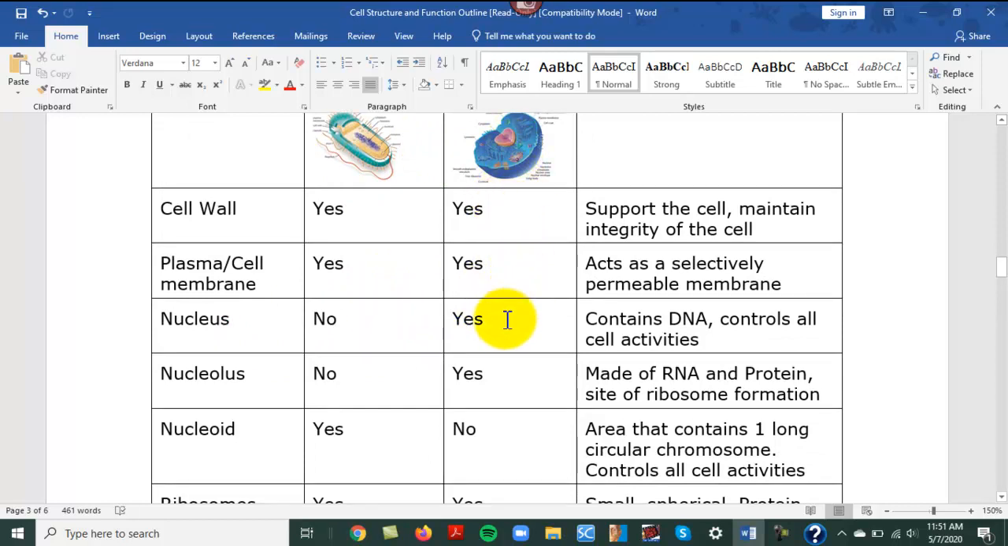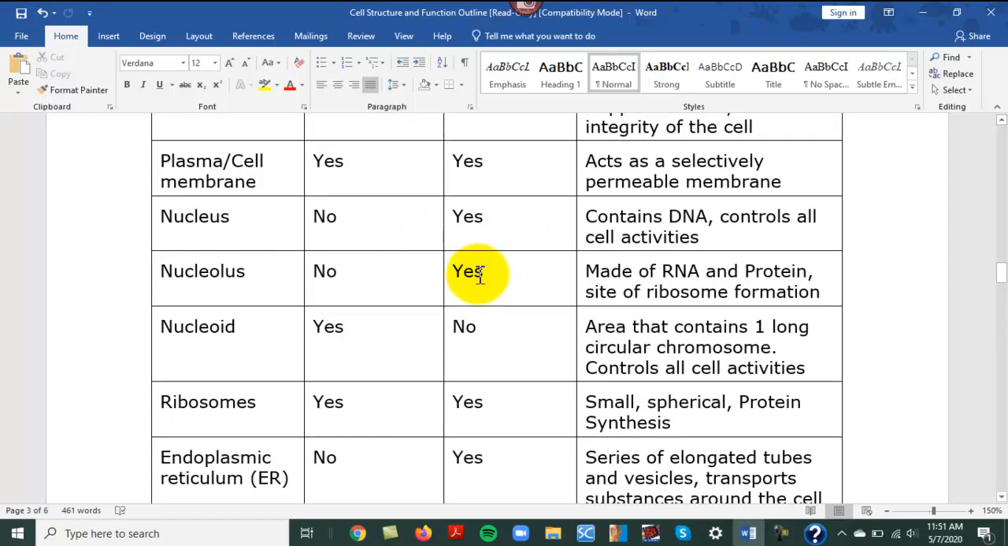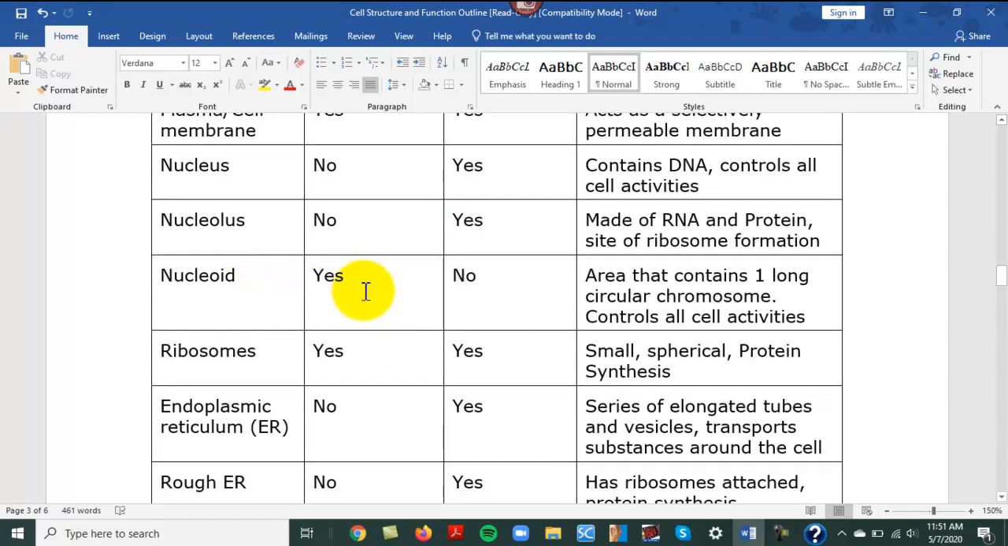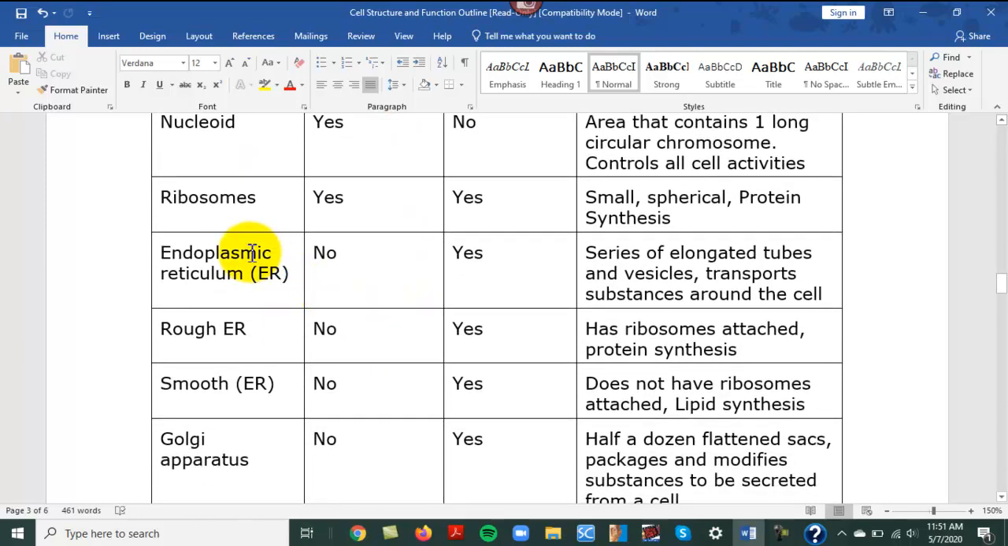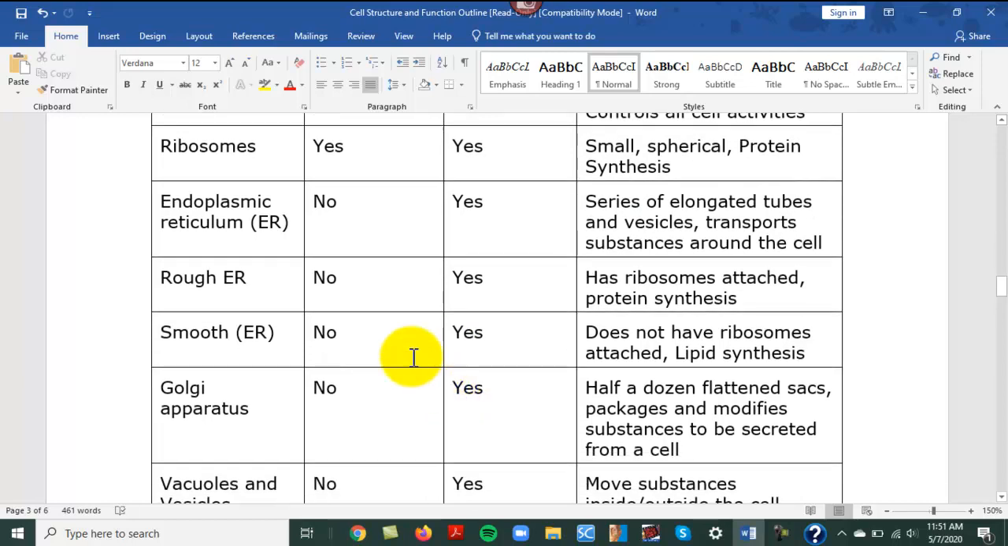Eukaryotic cell, yes, absolutely. Nucleolus, yes. It's a site of ribosome formation. They actually form ribosomes. Nucleoid, no, in a eukaryotic cell, yes, in a prokaryotic cell. Endoplasmic reticulum, yes. These are called membrane-bound organelles, so none of these are going to be found in a prokaryotic cell. Transport substances around the cell. The rough endoplasmic reticulum has ribosomes attached.